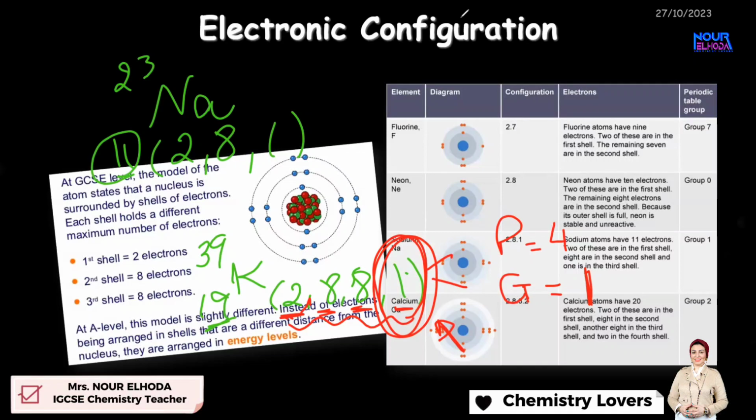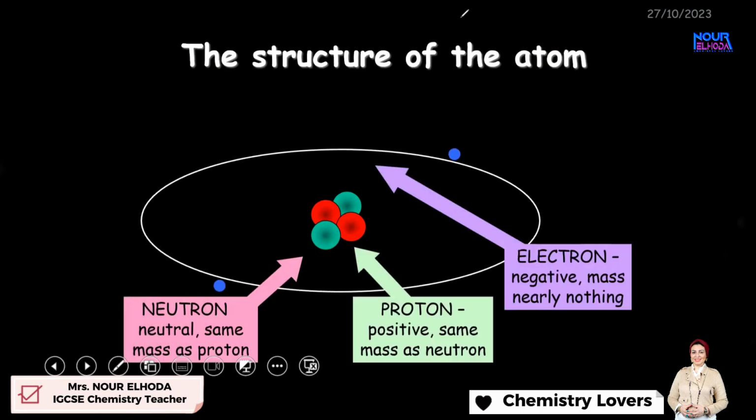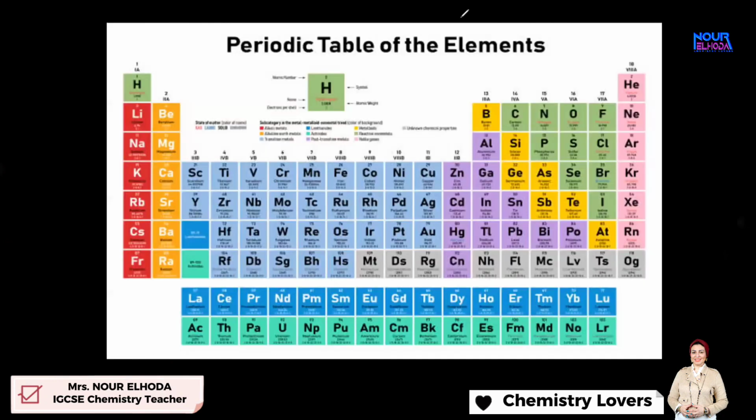The outer shell will give me an indication of the group number. The number of shells will indicate which period I am in. Okay, let's check potassium. Let's check if I'm saying anything wrong. Here is the periodic table. Indeed, potassium is in group 1.